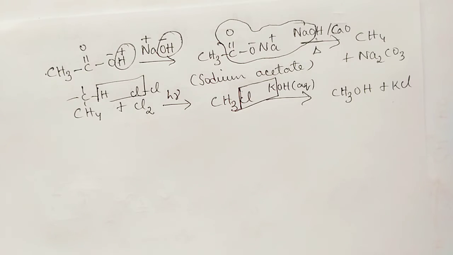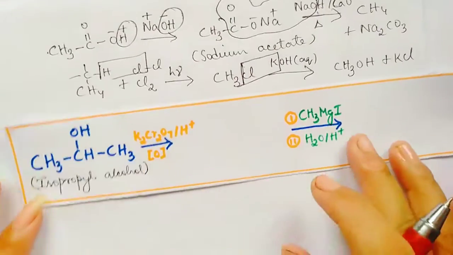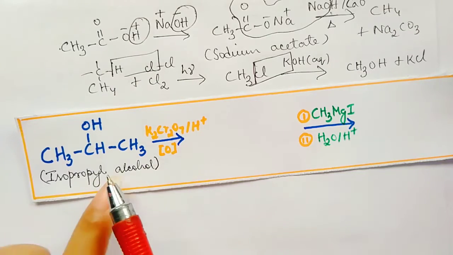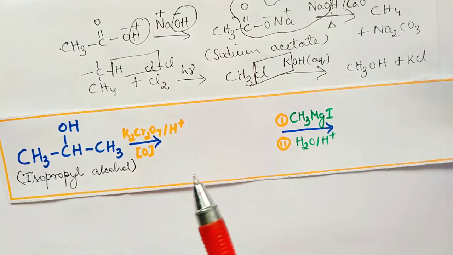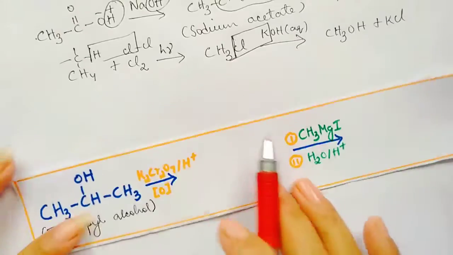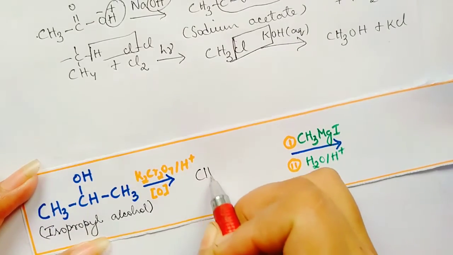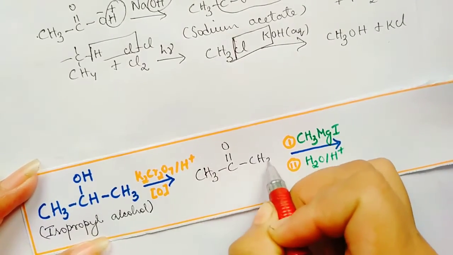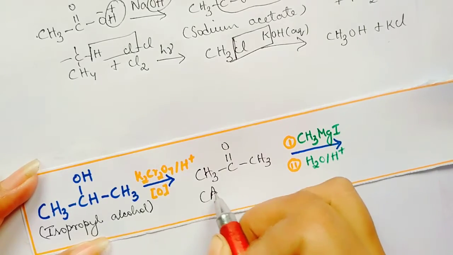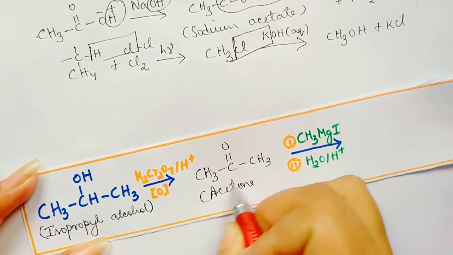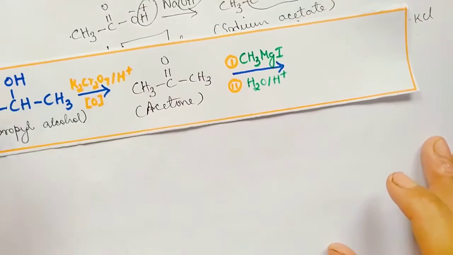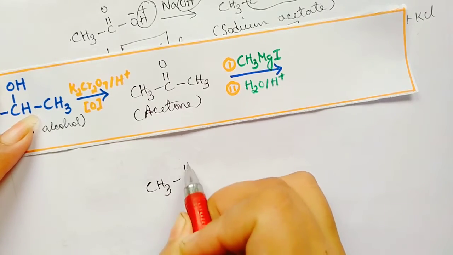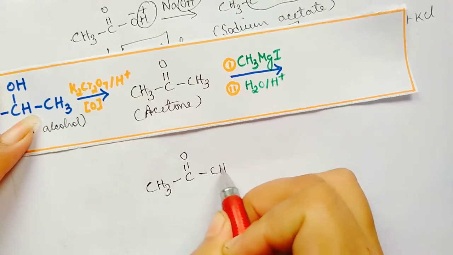We come to the next one. This is a secondary alcohol. So a secondary alcohol is oxidized to a ketone. Then we have acetone. Acetone, CH3, C double bond O, CH3.